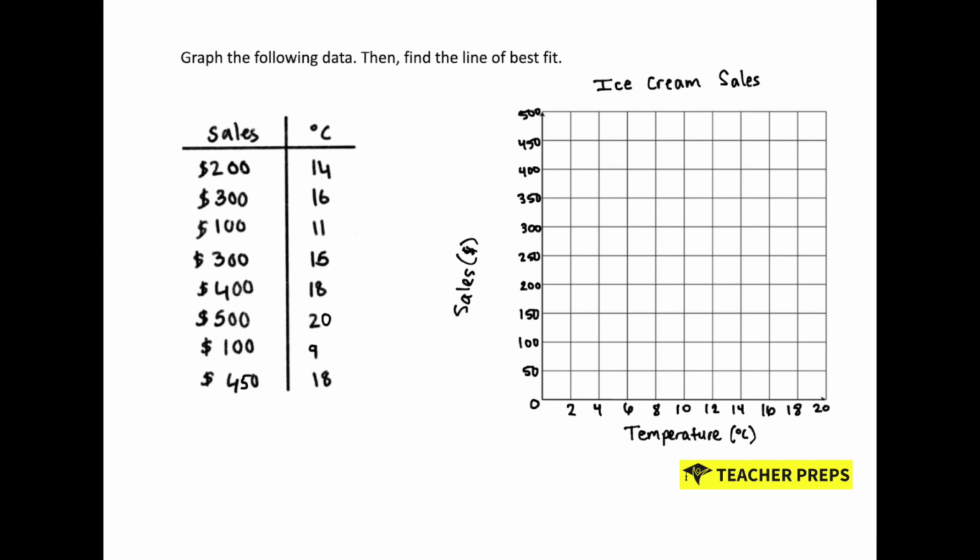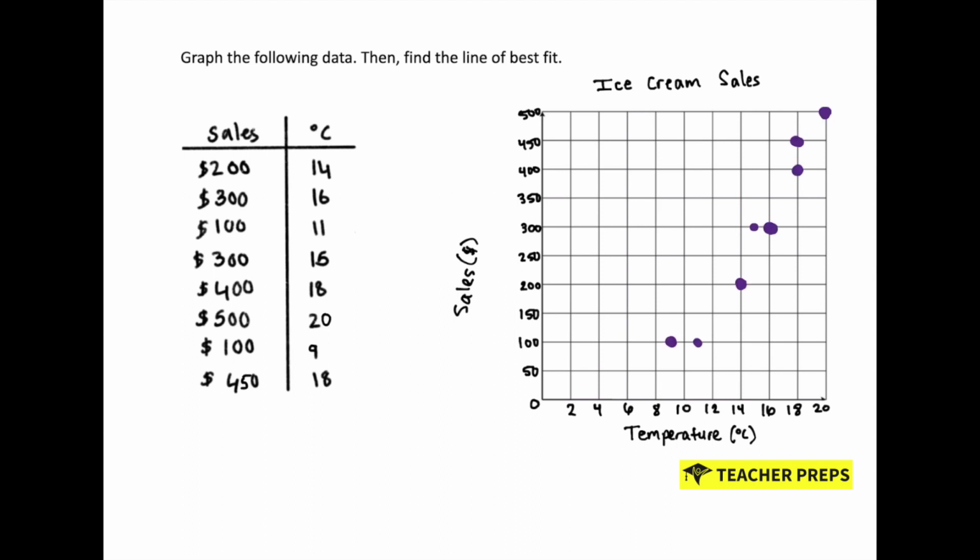The following table shows ice cream sales given the temperature outside. Let's graph the following data and then find the line of best fit. The first step is to label your graph. I put temperature on the x-axis and I counted by 2s. Then I put sales on the y-axis and I counted by 50s. After your graph is labeled, you need to plot the points.